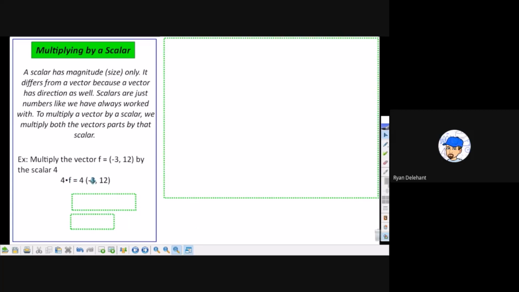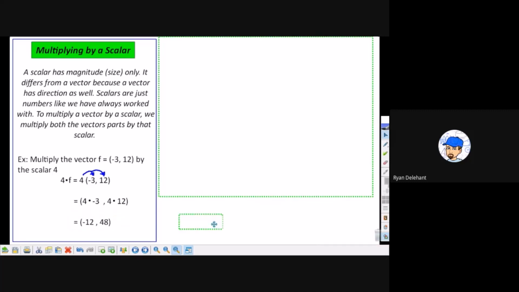4 times f is 4 times this thing in its component form. This is, again, just like distribution. We're going to distribute it through. What we're actually doing, if we were to look at the picture of this, is we're making this vector 4 times longer and preserving its direction as well. It scales the vector up, or it scales the vector down, makes it bigger or smaller. So we'd end up multiplying both parts, and the new one would be negative 12, 48.